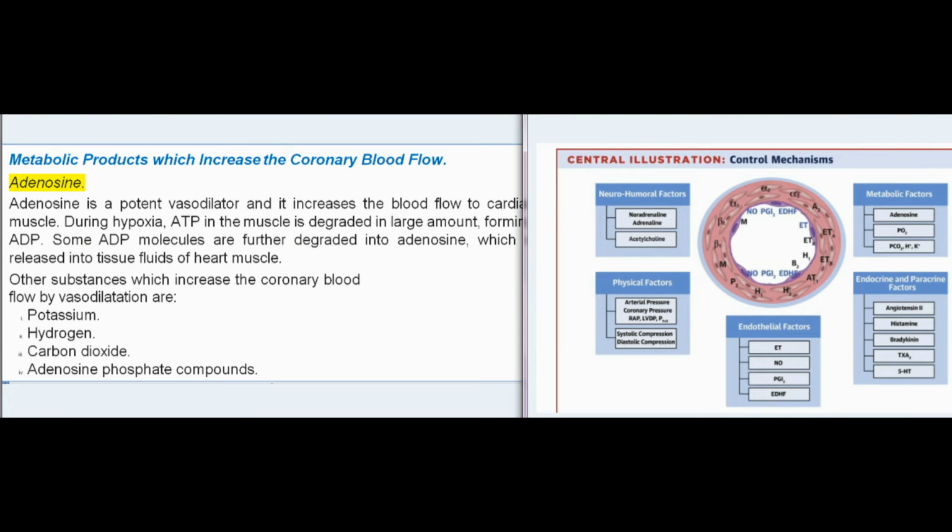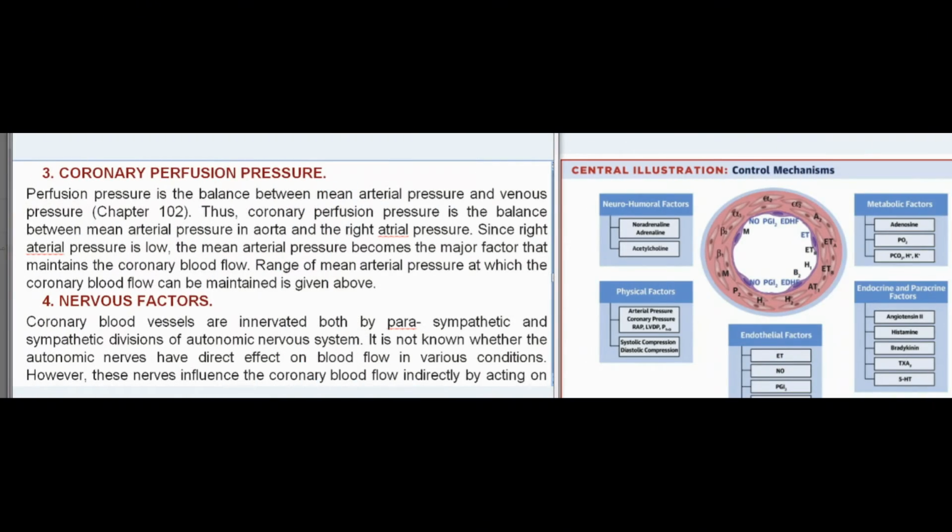Adenosine. Adenosine is a potent vasodilator and it increases the blood flow to cardiac muscle. During hypoxia, ATP in the muscle is degraded in large amount, forming ADP. Some ADP molecules are further degraded into adenosine, which is released into tissue fluids of heart muscle. Other substances which increase the coronary blood flow by vasodilatation are potassium, hydrogen, carbon dioxide, adenosine phosphate compounds.